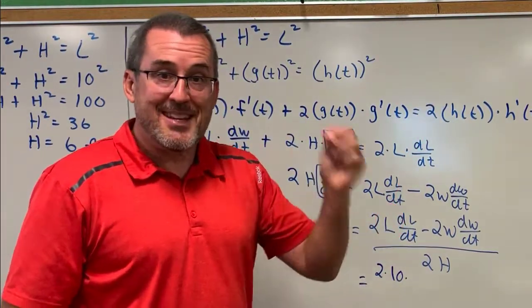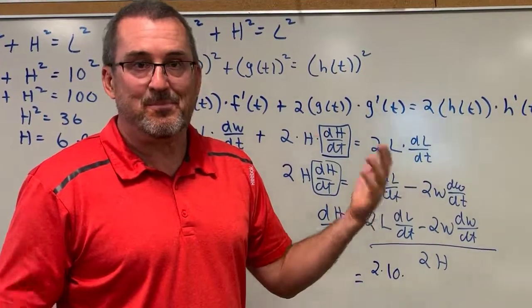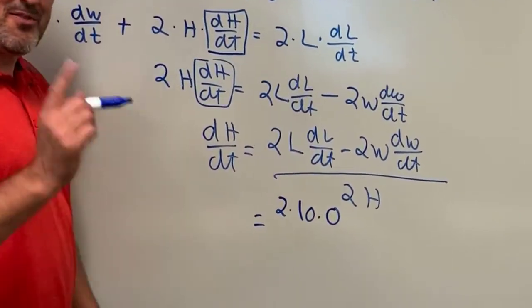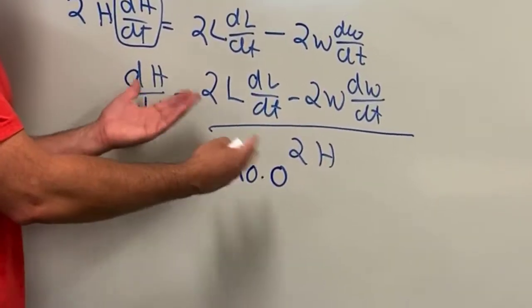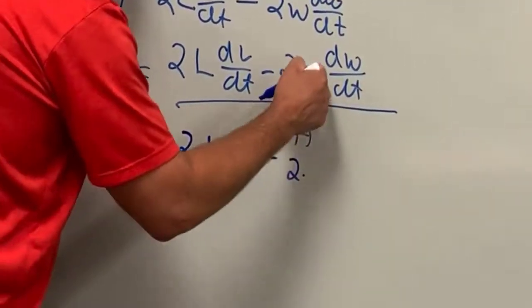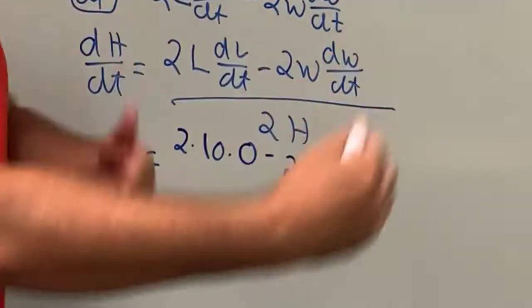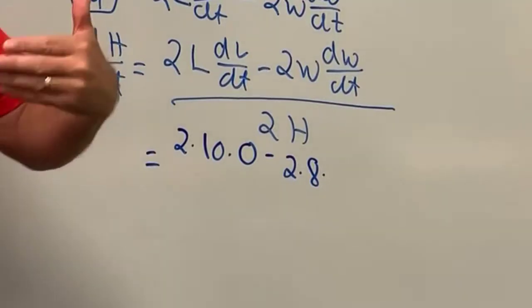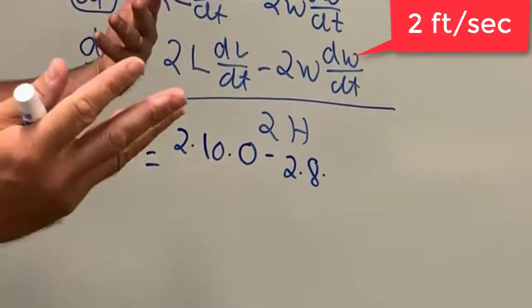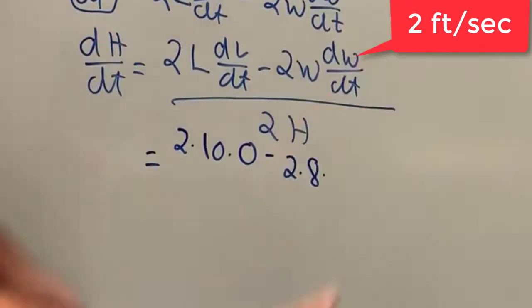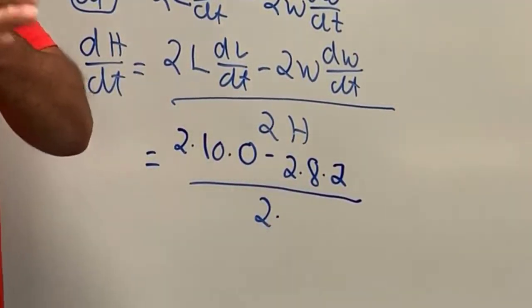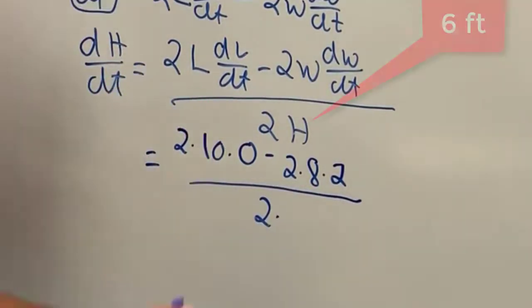dl/dt, the rate at which the length of the ladder is changing. The length of the ladder is not changing, so dl/dt is 0. Now this is very nice because 2 times 10 times 0 is just going to give us 0, minus 2 times w. In the problem statement, w was the 8 feet when the ladder is 8 feet from the wall. dw/dt: how fast is w changing? The problem told us that the ladder is being pulled away from the wall at a rate of 2 feet per second. Divide all that by 2 times h. We saw earlier that when the ladder is 8 feet from the wall, the height would be 6 feet.